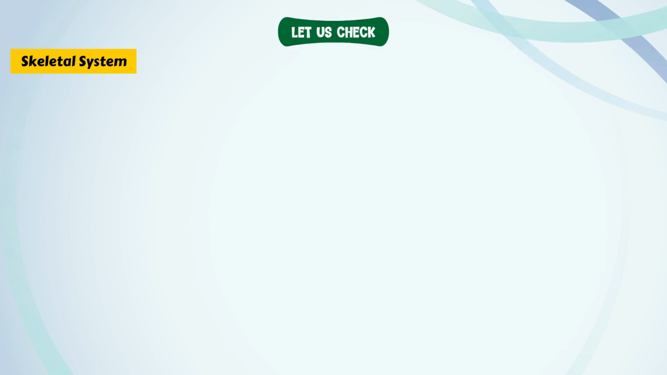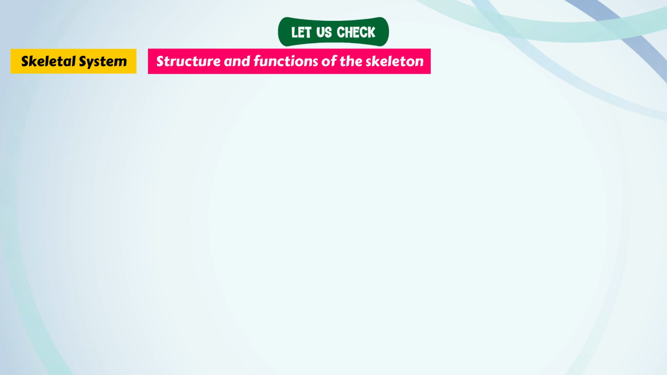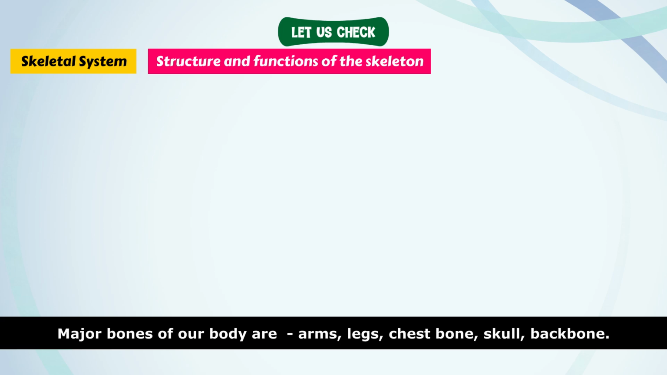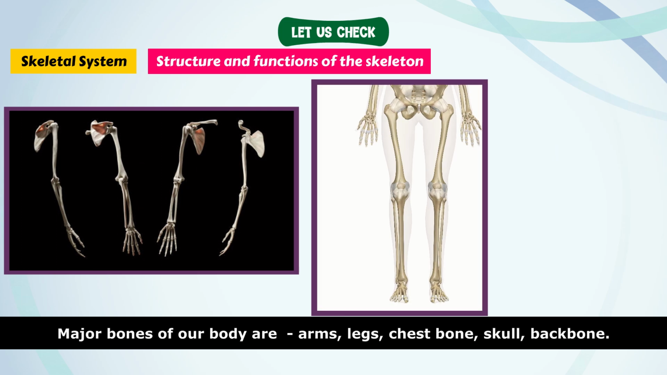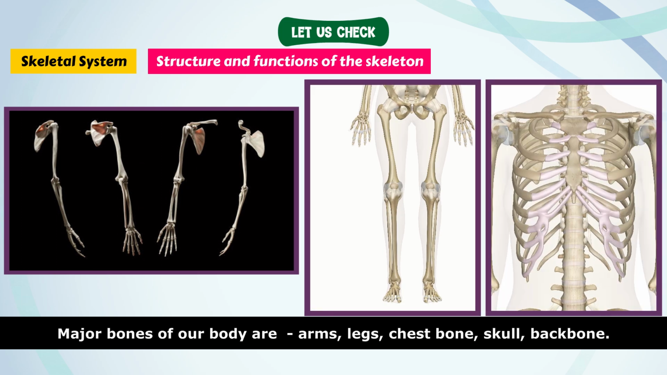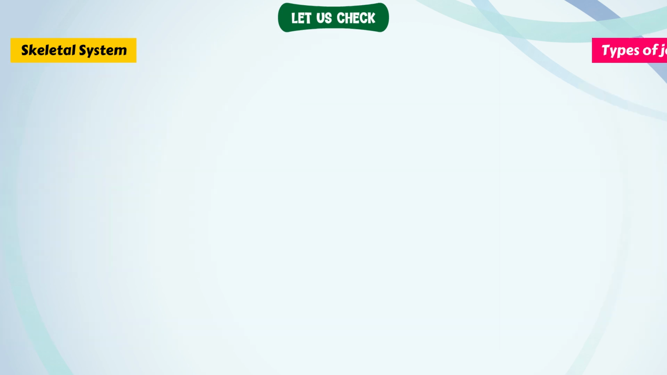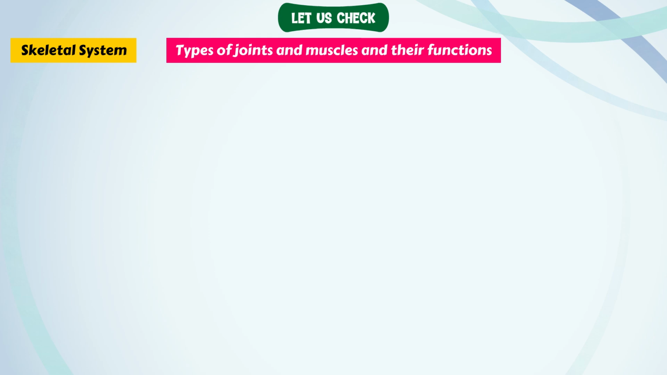Skeletal system. Structure and functions of the skeleton. Major bones of our body are arms, legs, chest bone, skull, backbone. Types of joints and muscles and their functions.